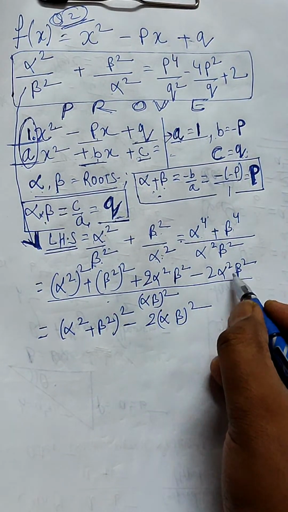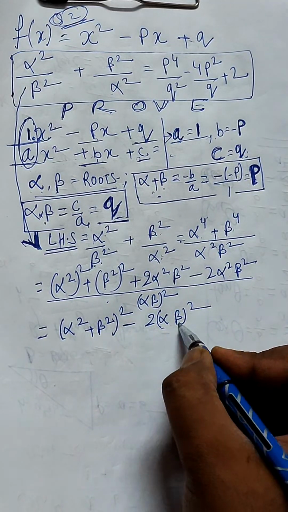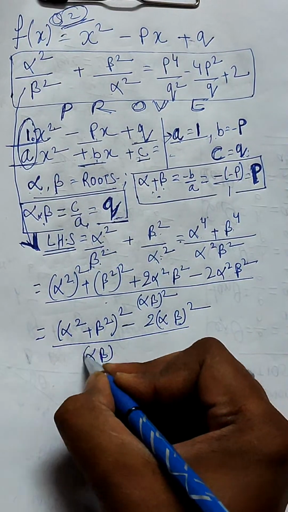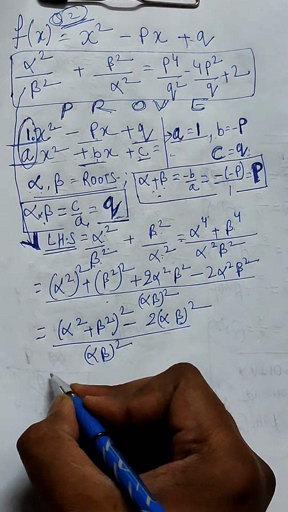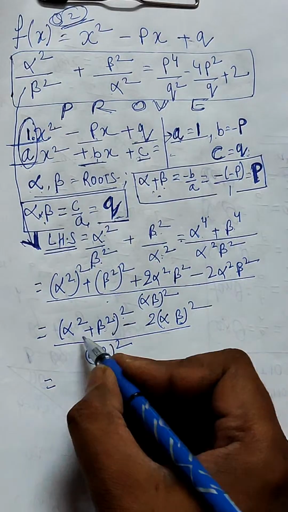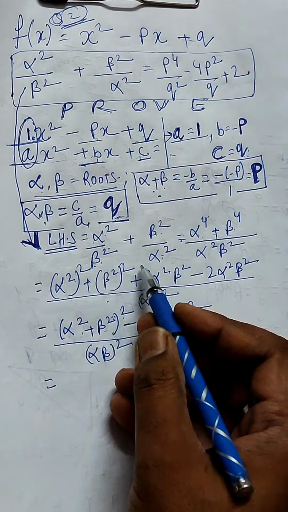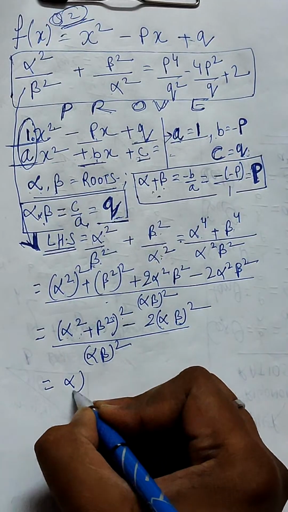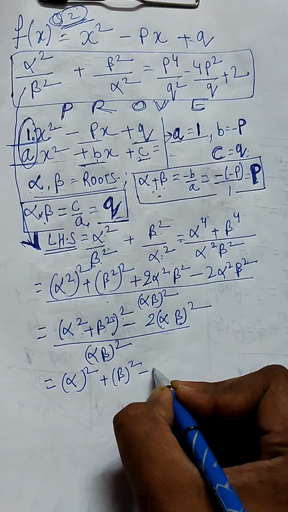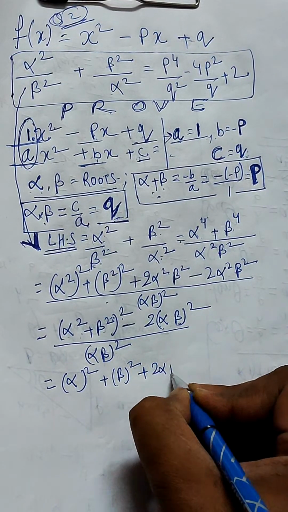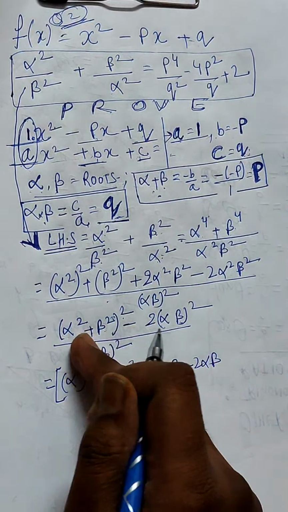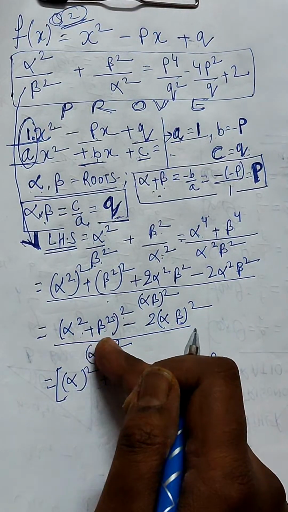whole square, because alpha square and beta square are written in a single bracket, and alpha beta whole square in the denominator, right? This will give you alpha square plus beta square whole square. Again using the same formula, alpha whole square plus beta whole square, add 2 alpha beta and subtract 2 alpha beta, so that only alpha square plus beta square will remain, which is in your first bracket.